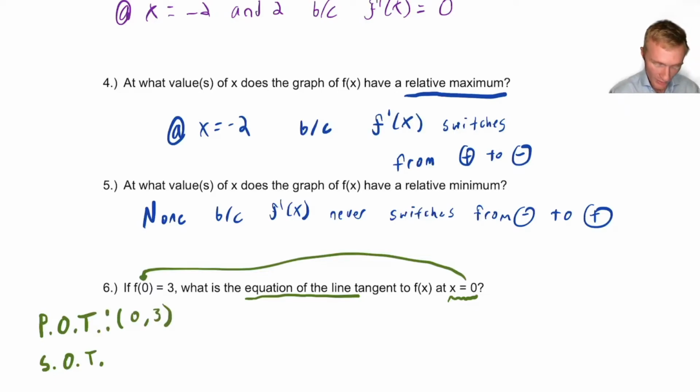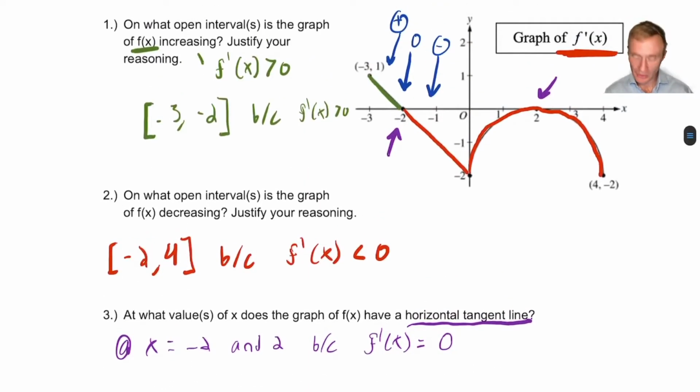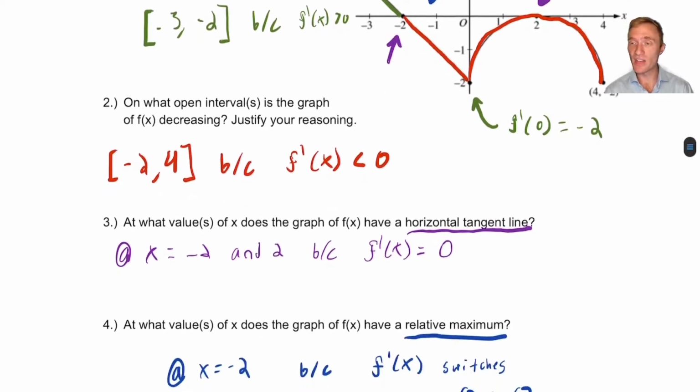There is your point of tangency. Second, we need a slope. The slope of the tangent line, most important sentence in calculus, is the derivative. We have a graph that tells us the derivative at any point. We have a graph that tells us here that the derivative, aka the slope of the tangent line at 0, is -2. That's what this tells you. This is like a lookup table for the derivative. When x is 0, the derivative, the slope of the tangent line to f of x, is -2.